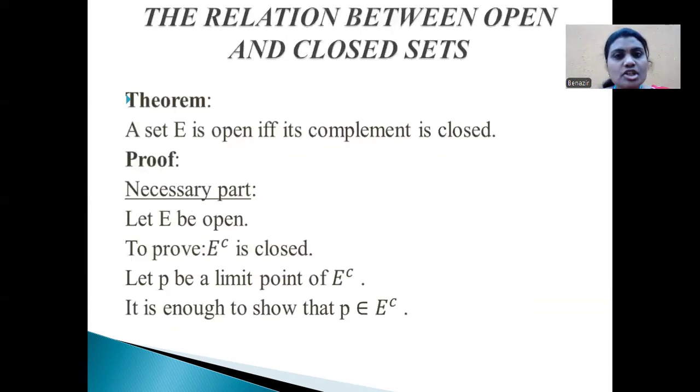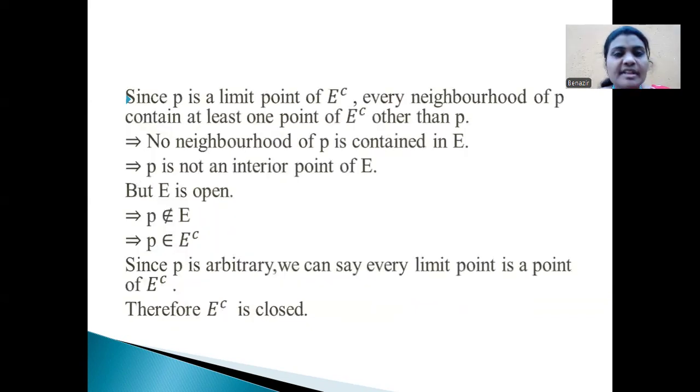Now, what is the relation between open and closed sets? A set E is open if and only if its complement is closed. Proof. Let E be open. Now to prove: E complement is closed. Let P be a limit point of E complement. It is enough to prove that P belongs to E complement. Since P is a limit point of E complement, every neighborhood of P contains at least one point of E complement other than P. No neighborhood of P is contained in E.